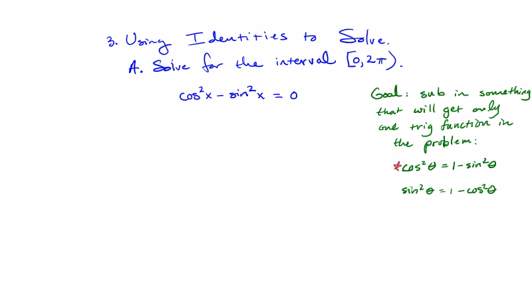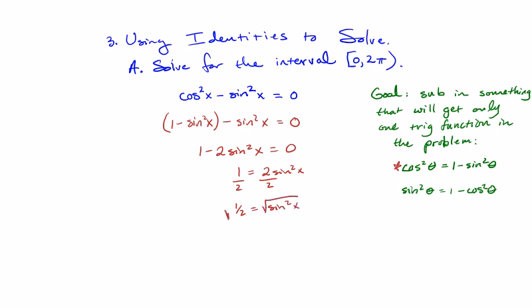So I'll pick this one. For cosine squared, I'm going to substitute in 1 minus sine squared. And now notice in my equation, I have only sines left in the problem, and this makes it much easier to solve. So we'll combine like terms. 1 minus 2 sine squared of x equals 0. I'll have 1 equals 2 sine squared of x. I'll divide by 2. Get 1/2 equals sine squared.